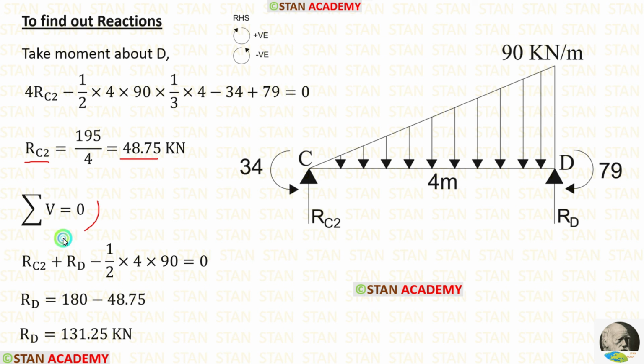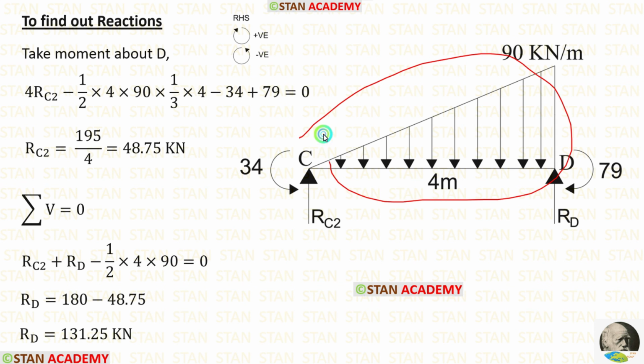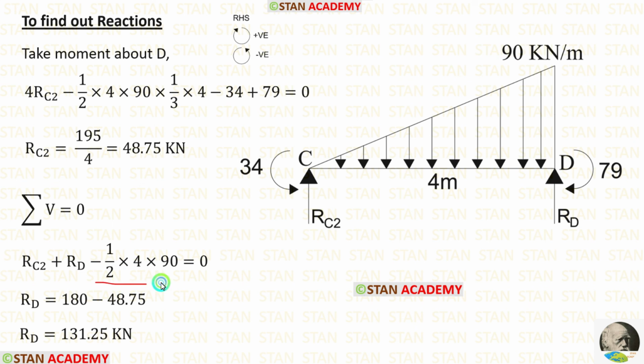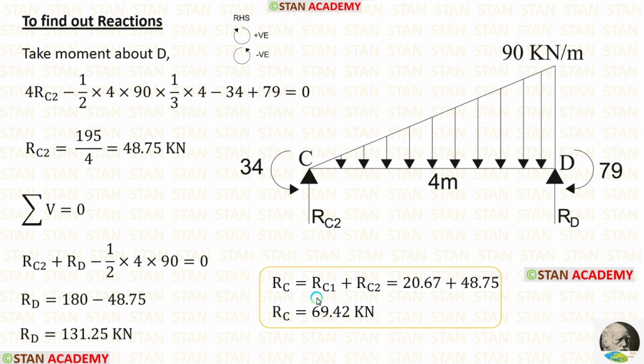Now let us apply the rule sigma V is equal to 0. RC2 and RD are acting upwards, so both of them will be positive. The UVL is acting downwards, so it will be negative. To calculate the total load from this UVL, we have to find the area. We know the area formula, half into breadth into height. Using the formula, we are getting the total load 180. 180 minus RC2, we will get RD. Now let us add RC1 and RC2. After adding, we are getting RC.